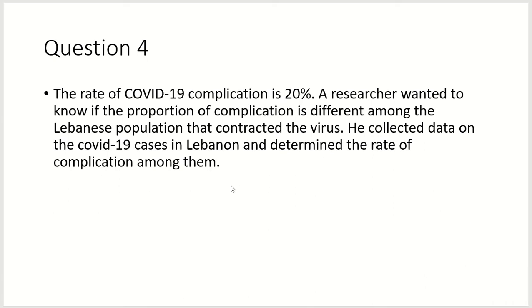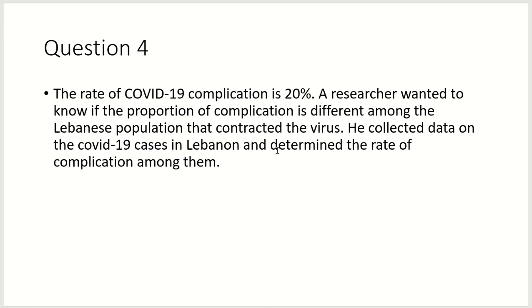Well, he only looked at one group. This is the Lebanese population contracting the virus. And within that group, he calculated the rate, the percentage of complications. And he wants to compare that proportion to the well-known worldwide, which is 20%. So I hope that it's clear to you that this 20%, this is the pi that you will be testing.